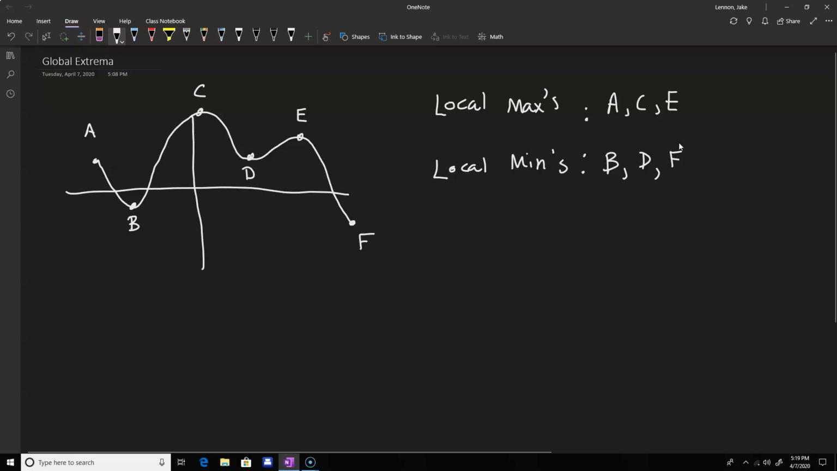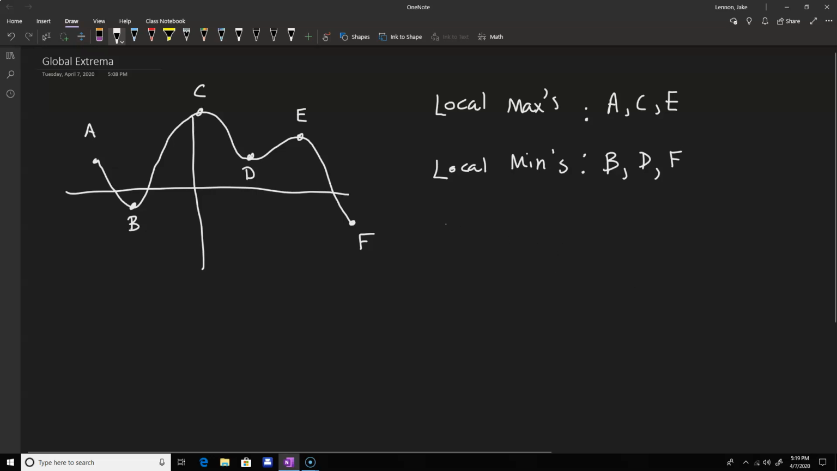Now those are local, meaning they look like either the top of a small hill or the bottom of a small valley, but they aren't the absolute. For instance, D is a local min, but by far it's not the smallest y value you see on the graph. So that's what the global values are.